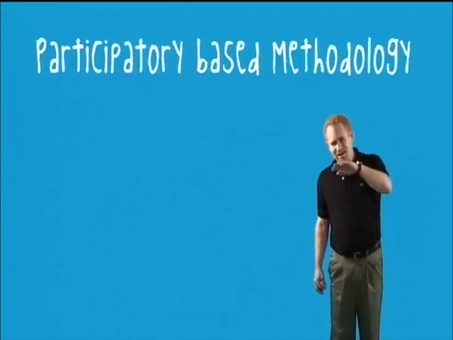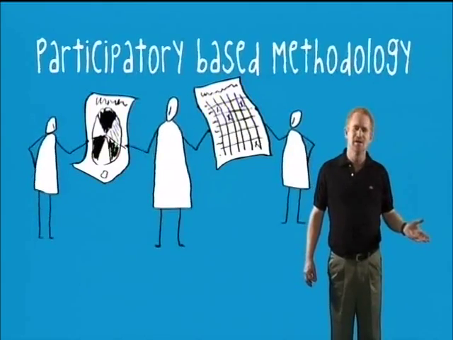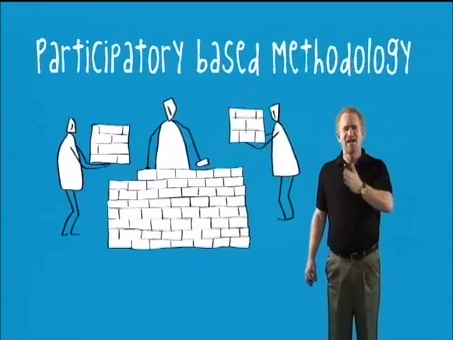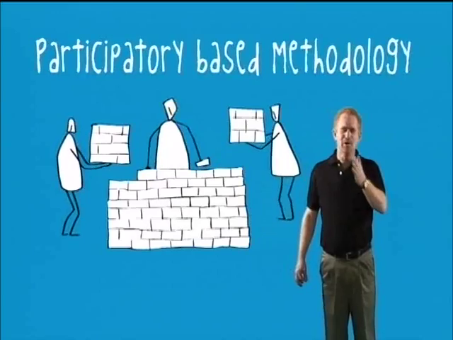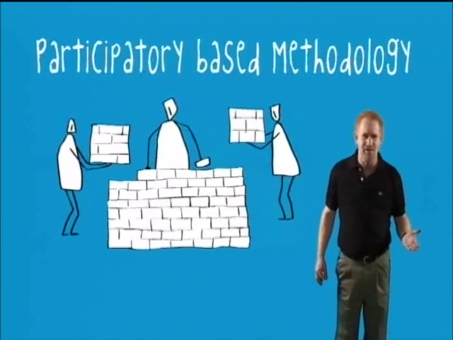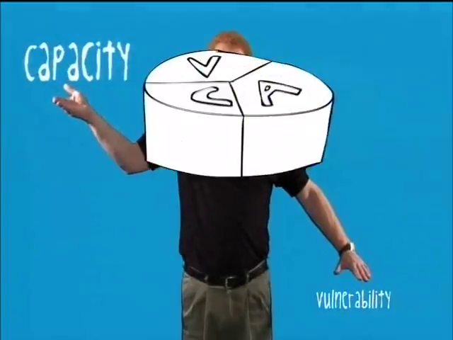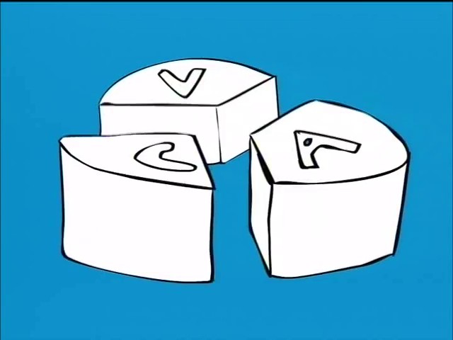In a sentence, VCA is a participatory-based methodology for collecting and analyzing information about community problems, and then building sustainable solutions that the community itself can develop and implement using their own capacities. We reduce vulnerability and increase capacity. Let's break this down into manageable pieces.